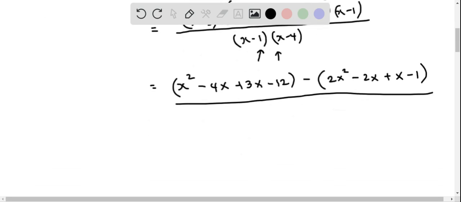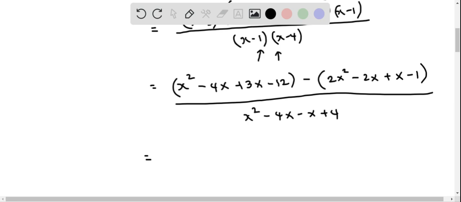So once again, we will use the FOIL method. So x times x is x squared. x times negative 4 is negative 4x. Negative 1 times x is negative x. And negative 1 times negative 4 is a positive 4.